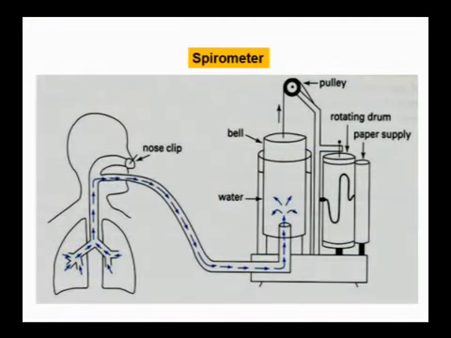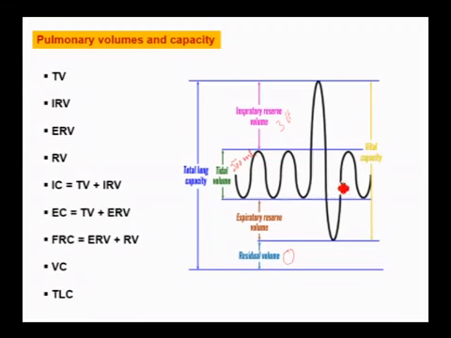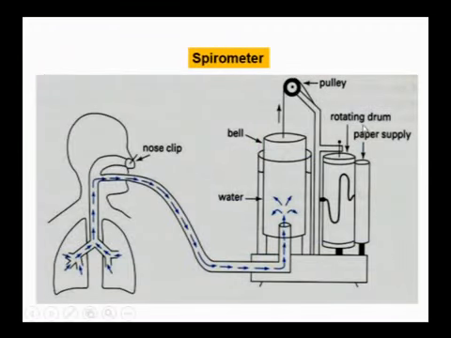This is a picture of a spirometer. If you want to check the volume of air that you breathe in and out, the nose would be clipped, and then you will have to breathe out, and there would be a graphical representation, as you saw in the previous slide, like this, which would be obtained by the rotating drum and a paper supply.